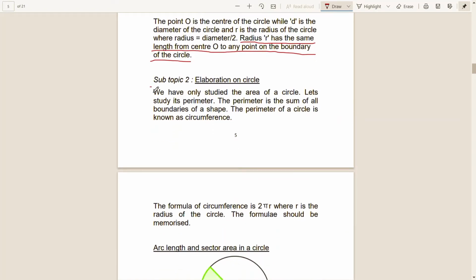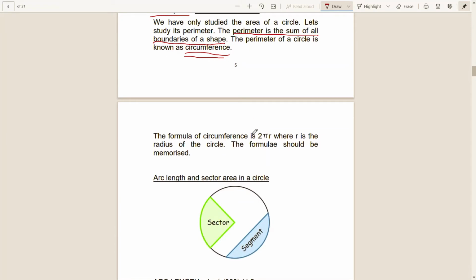Now we are going to subtopic 2, which is elaboration on circle, because circle is very much important in mensuration. Now we have only studied this area of a circle. Let's study its perimeter. Remember, the perimeter of a circle is known as circumference, and the perimeter is the sum of all boundaries, the lengths of a shape, right? We'll further study perimeter later on. But the point to be noted is that the perimeter of a circle is known as circumference and not perimeter. The formula of circumference is 2 pi r.